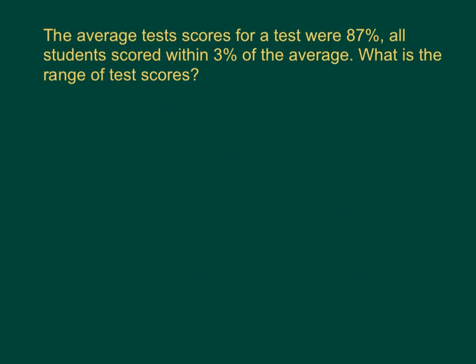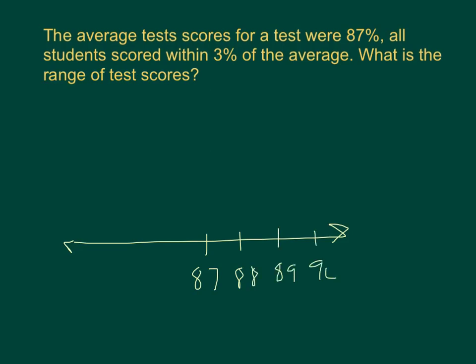Okay, average test scores for tests were 87%. All students scored within 3% of the average. What is the range of test scores? So the first thing I'm going to do with this is draw a number line. I think that helps quite a bit. And I know my average was 87, so I'm going to put that in the middle. Right here is my average.